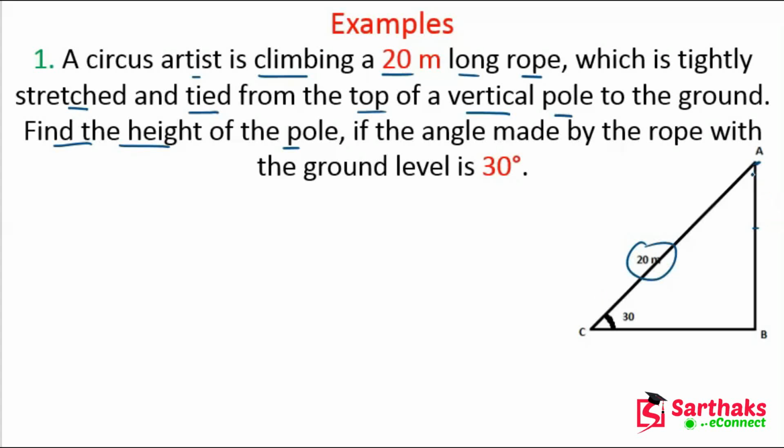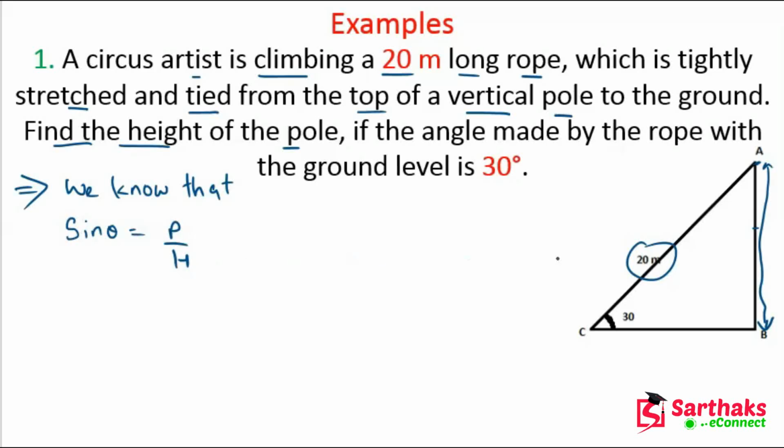Now we have to find the height of this pole. So now my dear friends, we know that in this case we are applying the sine ratio because sine theta is equal to perpendicular upon hypotenuse. In this case we don't have the perpendicular and we have the hypotenuse. So with the help of this we can find the value of AB.